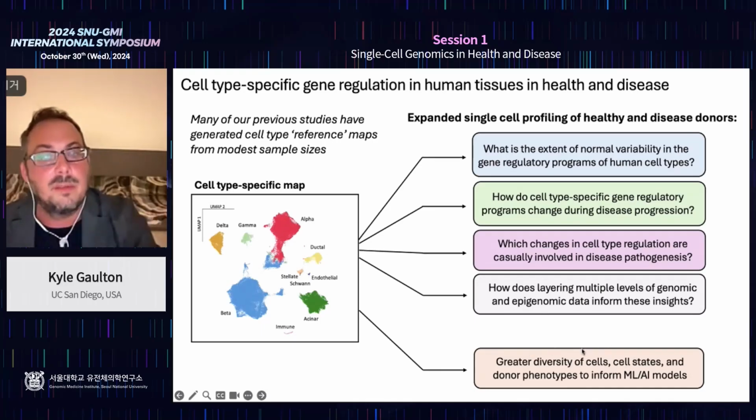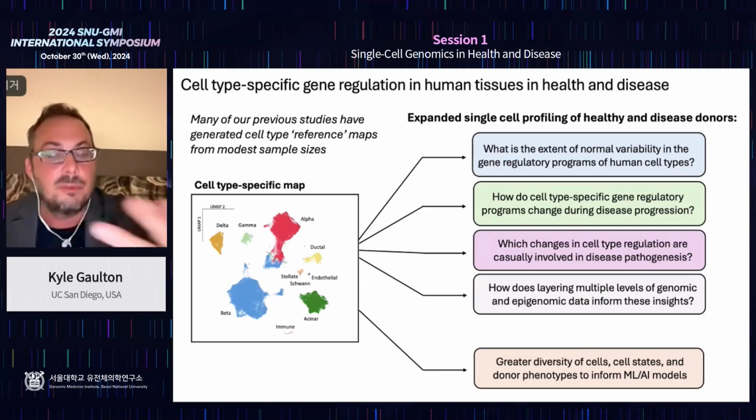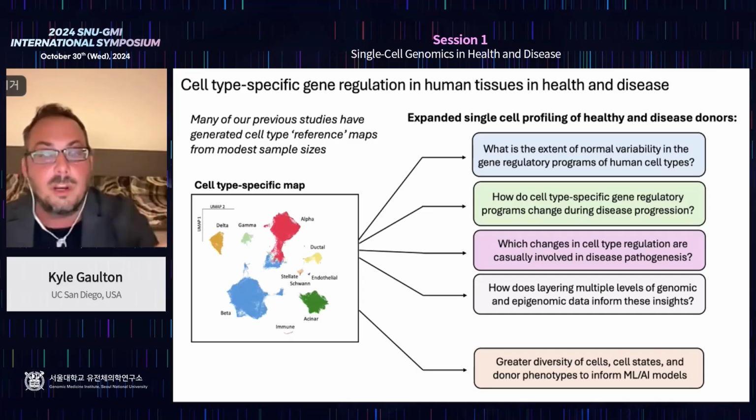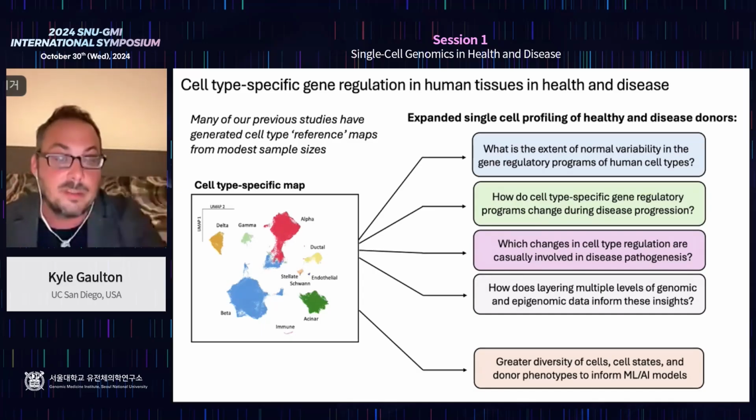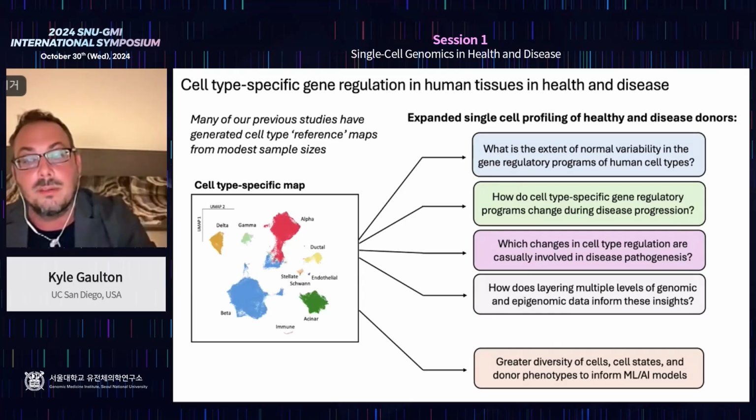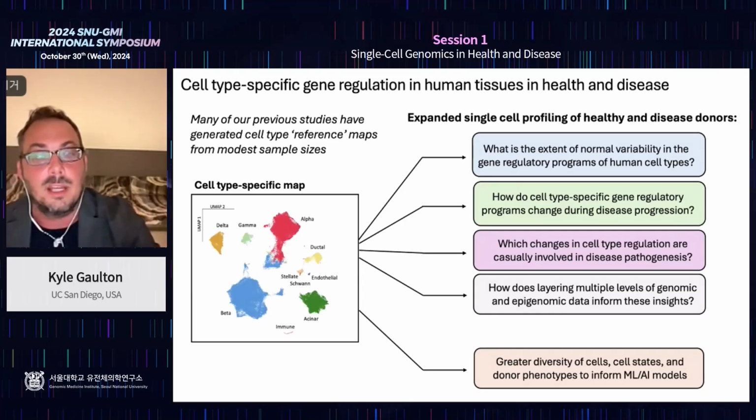And then finally, this gives us a greater diversity of cells, cell states, and phenotypes from donors, and just greater variability that is useful for informing the development of models, just as David talked about previously, using machine learning and AI to make predictions from these data.